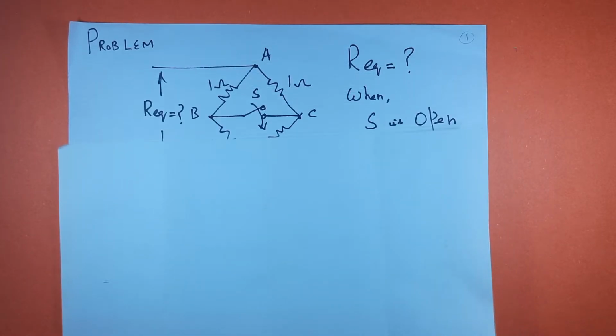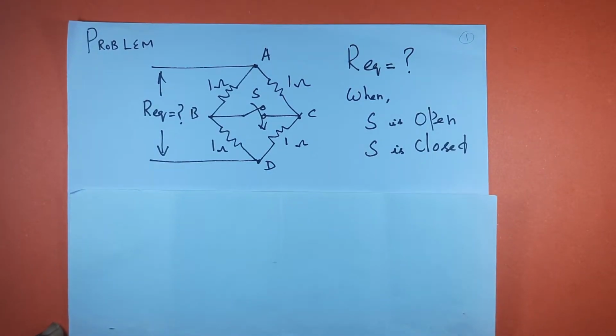First, I will expose you to the problem. Here we have 4 resistors, each 1 ohm, connected like this. Between B and C, we have a switch S. You have to find out what is the R equivalent between the points A and D. Case 1, when the switch is open. Case 2, when the switch is closed. This is the problem.